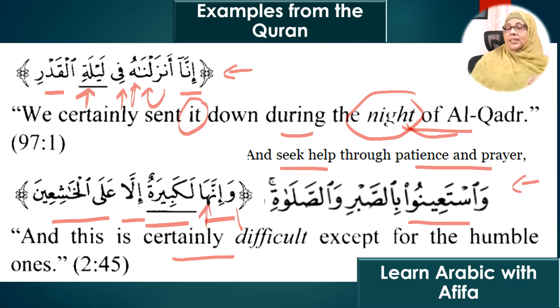Can you tell me why it is feminine here? If you said because it is referring to the prayer, you are right. Because as-salat is feminine because of the ta marbuta. So that is why it is feminine, because it is really referring to the prayer, which is difficult for some people, right? La kabiratun means it is difficult. So this la is of emphasis. It is difficult. La kabiratun, again a feminine word here. Illa, except alal khashiin, except for the ones who are humble to their Lord.